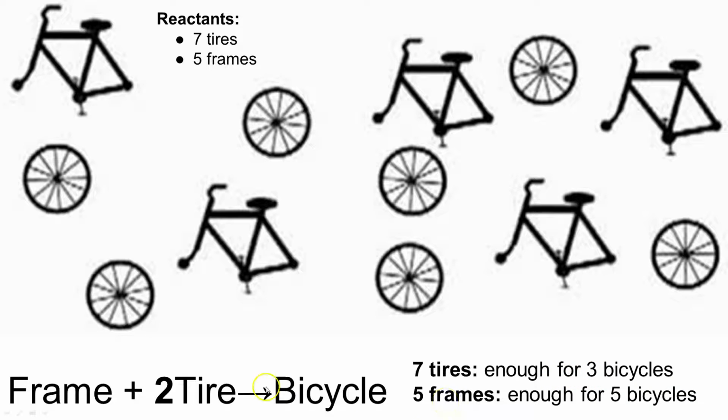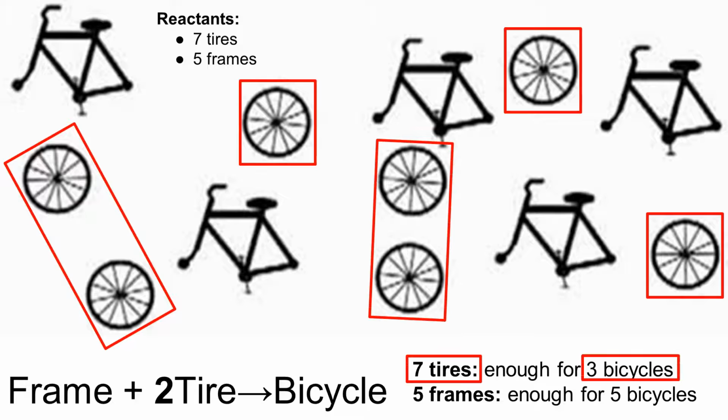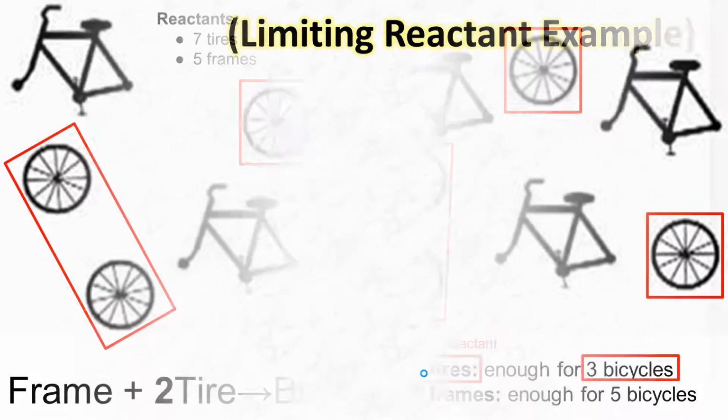5 frames is enough for 5 bicycles. Here I'm looking almost at that molar ratio: 1 frame to 1 bicycle, 2 tires to 1 bicycle. So you have to go through that and see, oh, 5 frames, 5 bikes. 7 tires, that's enough for 3.5 bicycles, but we're obviously not going into half a bicycle here. So my limiting reactant is going to be the tires, because I can only make 3 bicycles as opposed to 5 bicycles with the frames. So the limiting reactant here is tires.